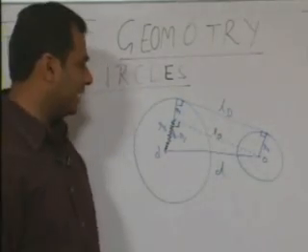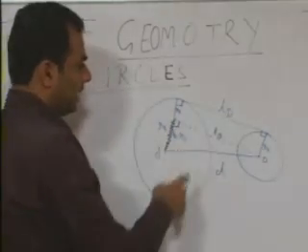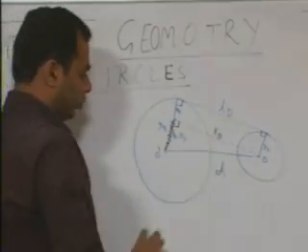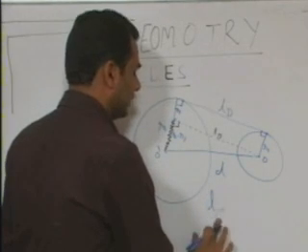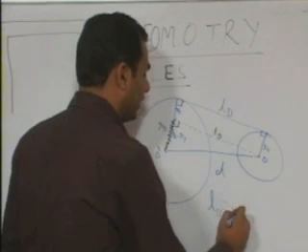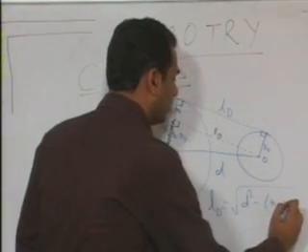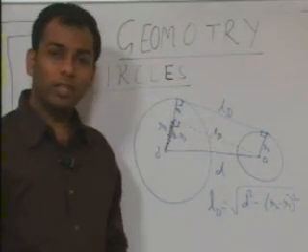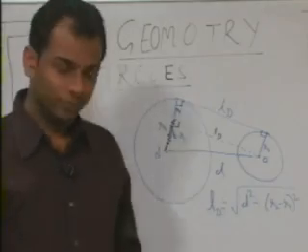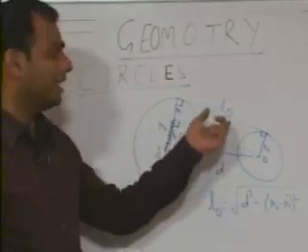So now can I say that in this particular triangle, the length of the direct common tangent is under root of D square minus (R2 minus R1) whole square. And this is one of the very important theorems. So this is regarding the direct common tangent.